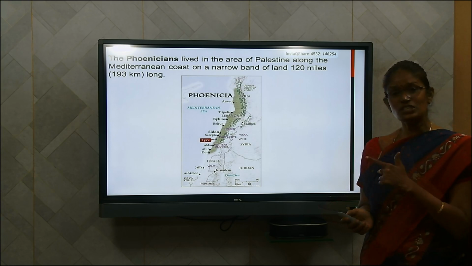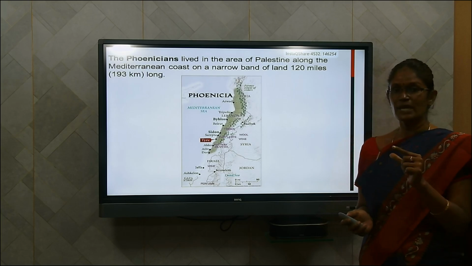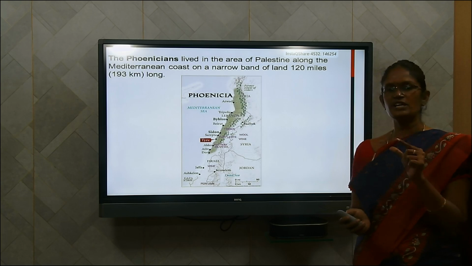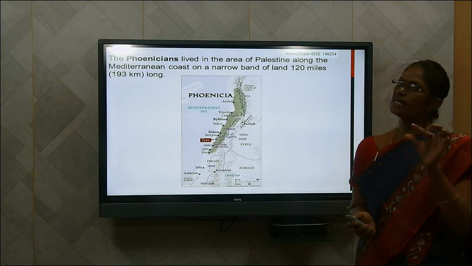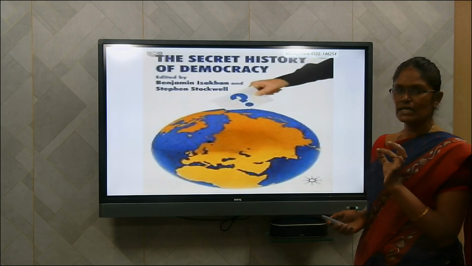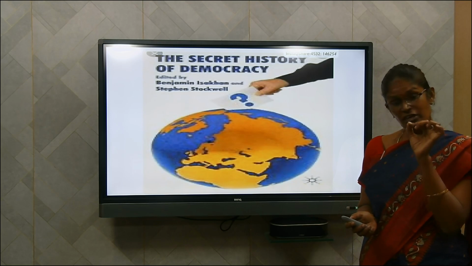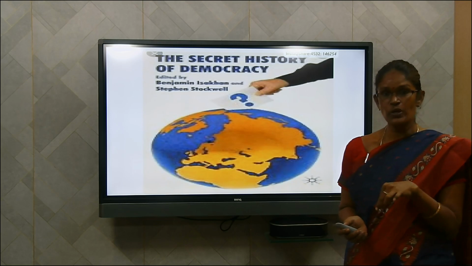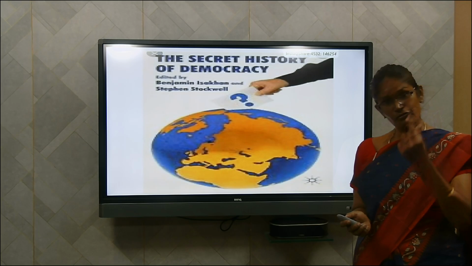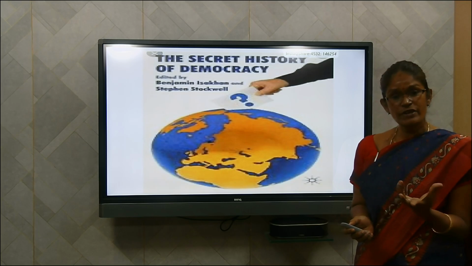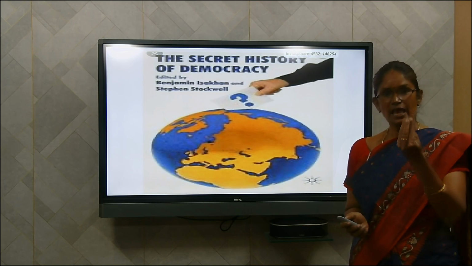Their land was very small, about 120 miles in length and 20 miles in width. This is a very small land, but when we look at their contribution, it is enormous. And the most important thing is the secret of democracy. Though we think democracy exists only nowadays, it is not like that. Democracy existed during the period of the Phoenician civilization. They gave every freedom to everyone, and the people living in those days enjoyed their democracy.